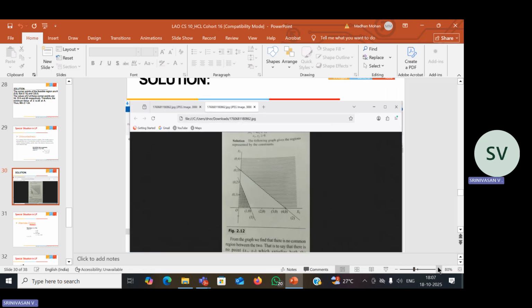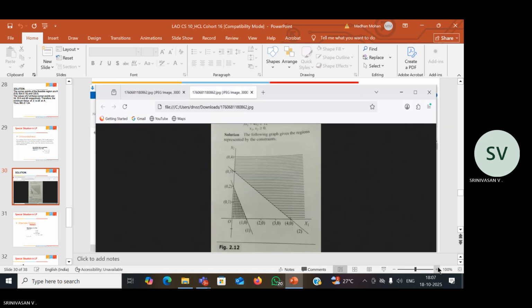Just look at this. The following graph gives the regions represented by the constraints. So this is the line x1 plus, that is what is this condition?